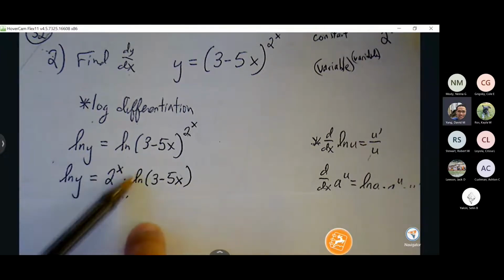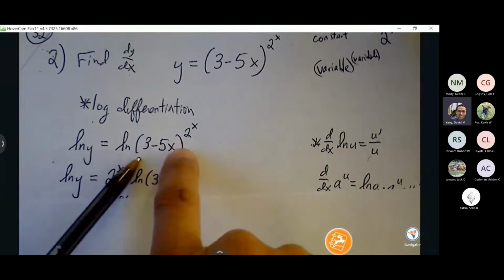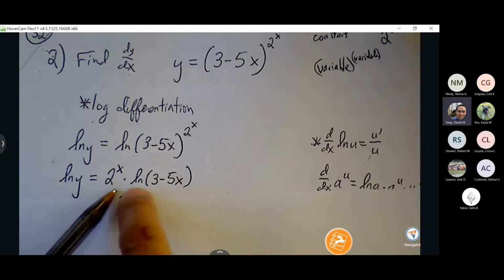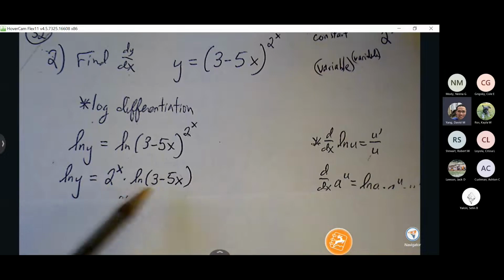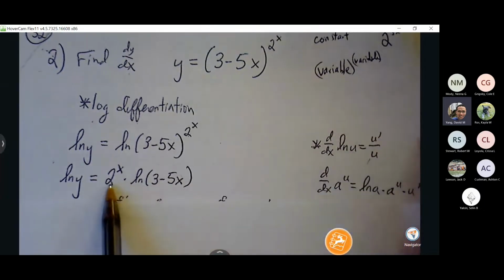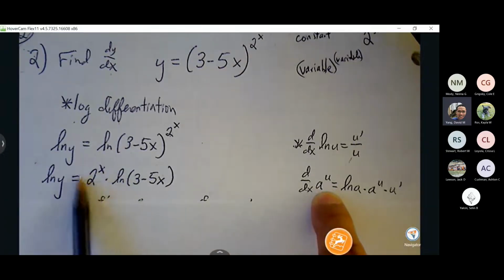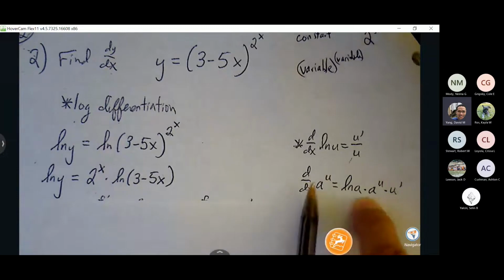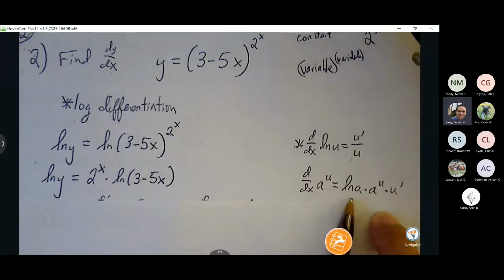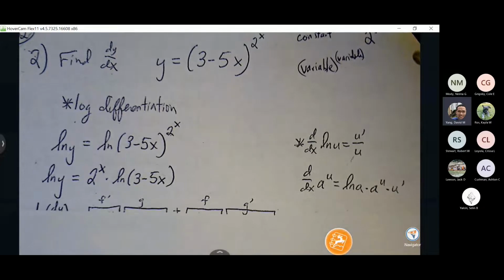product rule, right? x times the natural log of (3 minus 5x). Before we couldn't do anything, but once the exponent comes down, it's still product rule, but at least we have something available to us. We can actually handle that. Okay, so f prime g plus f g prime. Remember the rule for a to the u. Now we can apply the exponential rule here, because this by itself is an exponential function. So the derivative of a to the u is natural log of a times a to the u times u prime. Okay, so we go through f prime g plus f g prime.